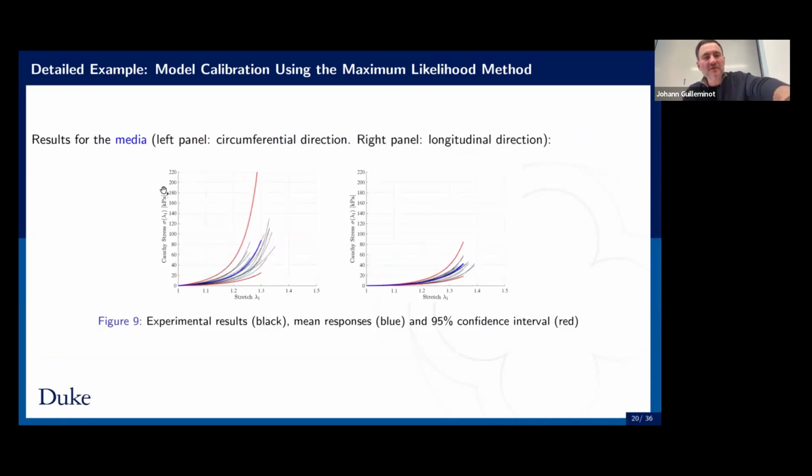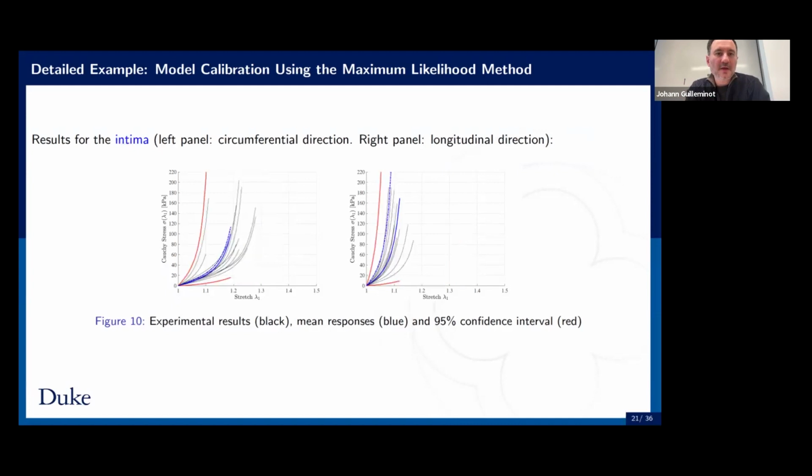And if we go with another layer, which is the media, well, you see that this time all of my experiments are really nicely concentrated within my confidence interval. And this is something that I can use to run computations and see how the variability in my input is gonna propagate through my computational model.